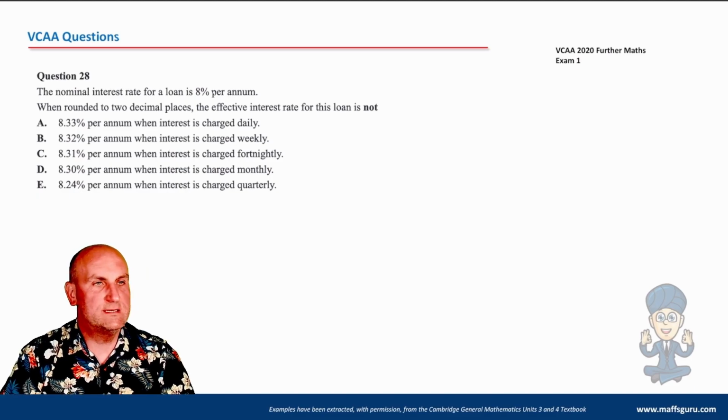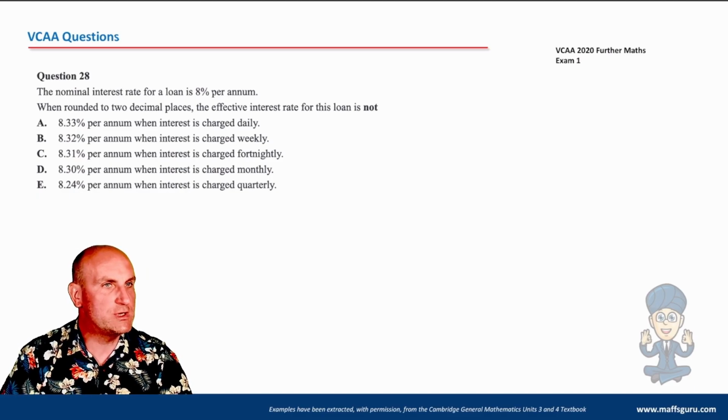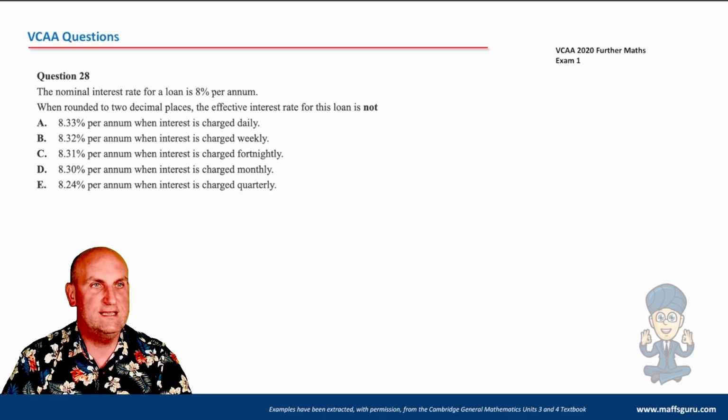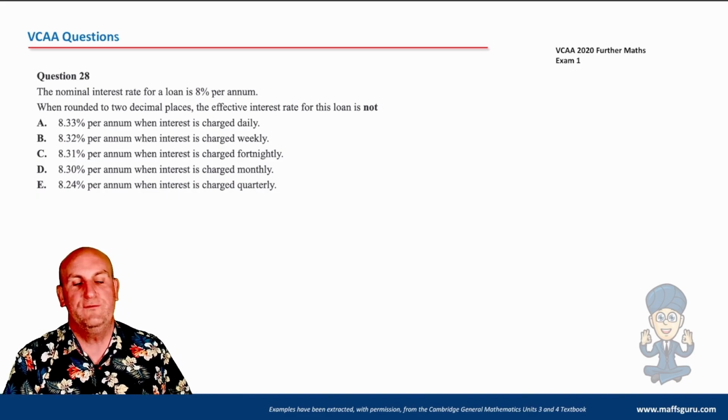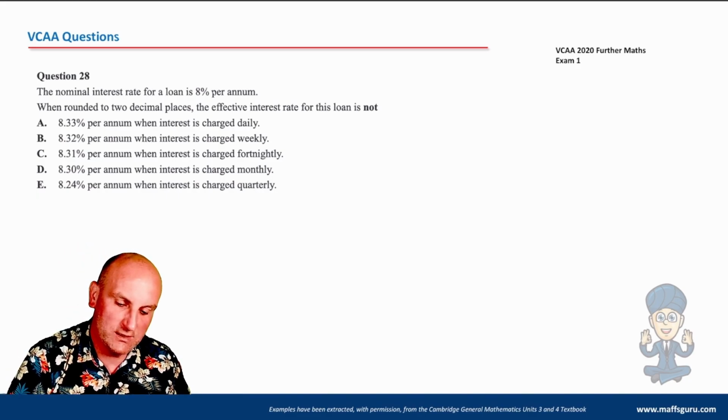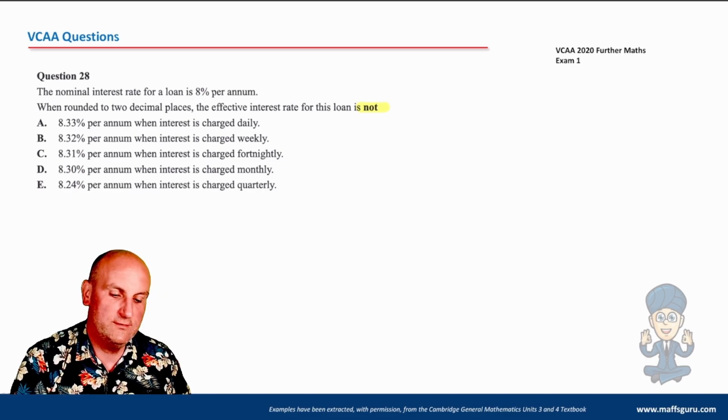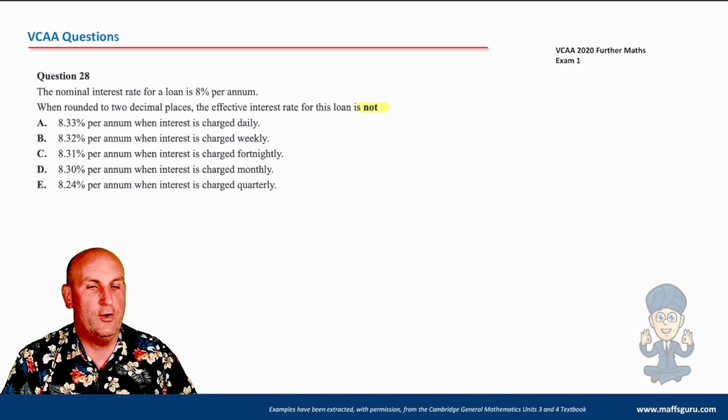Here are some VCAA questions. Love VCAA, thank you very much. The nominal interest rate for a loan is 8% per annum. Again, I've seen the word nominal, so it's bound to be effective. When rounded to 2 decimal places, the effective interest rate for this loan is... and here's the trick of the question: not. They do that a lot now.